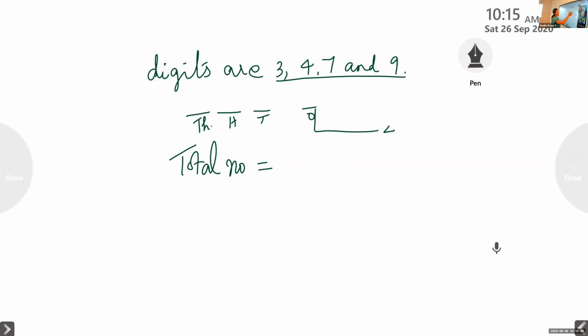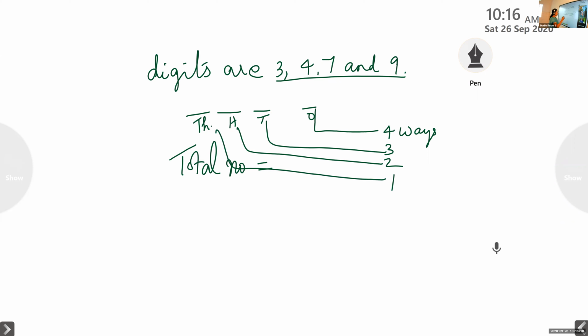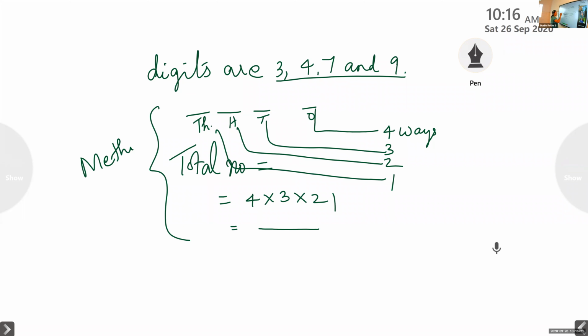The ones place you can fill in 4 ways, using these 4 numbers. Now, one number we have used, so the tens place we can fill in 3 ways. Hundreds place we can fill in 2 ways. And the thousands place is left with 1 way. So the total number of ways is 4 into 3 into 2 into 1. Listen children, this is by the principle of counting, which we learned earlier. Denote this as method 1. Now we have learned the formula for permutation.